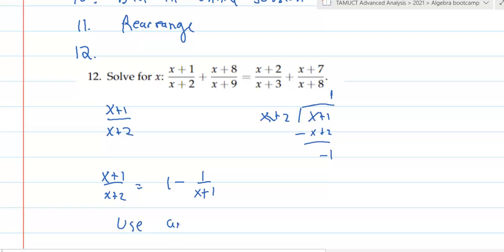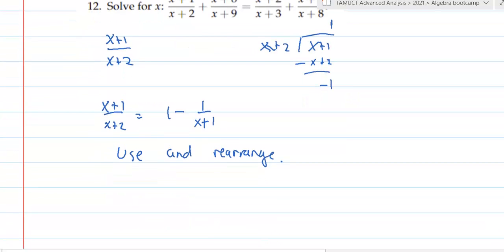Okay, so that's certainly another algebraic technique, to reduce fractions as much as possible, right? So that's number 12. Let's go and take a look at number 13.